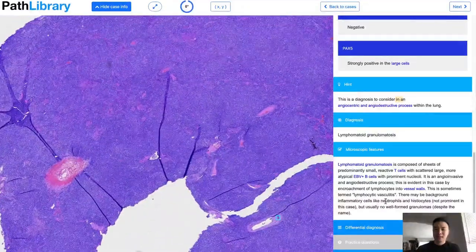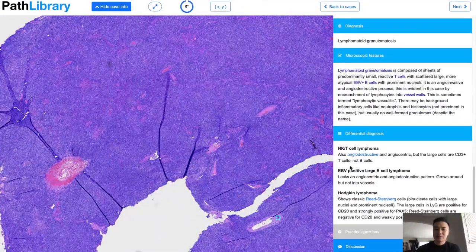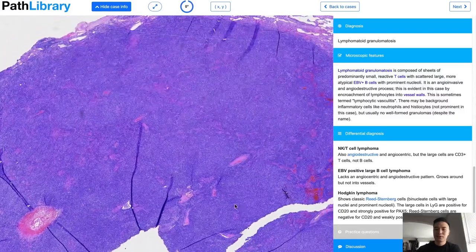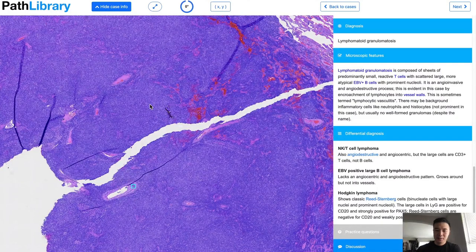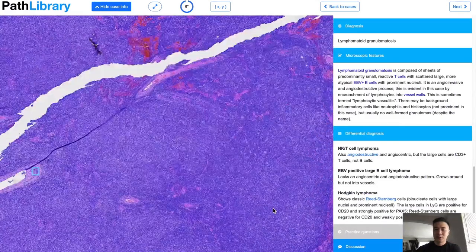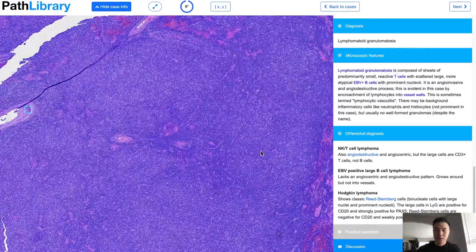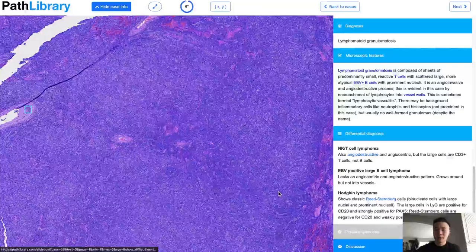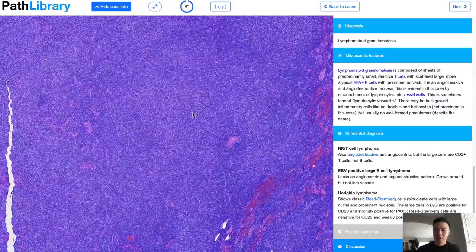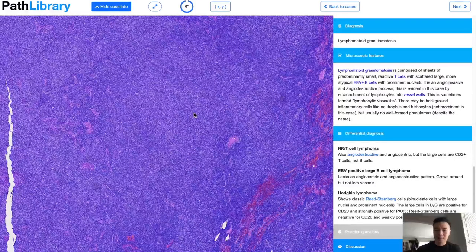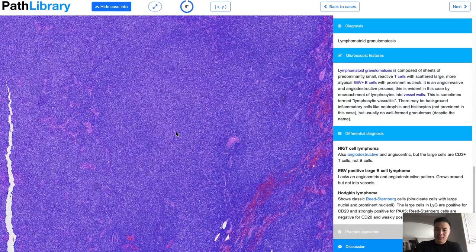despite the name. Differential diagnosis, NK T-cell lymphoma, also angiodestructive and angiocentric, but the large cells are CD3 positive T cells, not B cells. EBV positive large B cell lymphoma lacks an angiocentric and angiodestructive pattern, grows around but not into vessels. And Hodgkin's lymphoma shows classic Reed-Sternberg cells, binucleate cells with large nuclei and prominent nucleoli. The large cells in lymphomatoid granulomatosis are positive for CD20 and strongly positive for PAX5. Reed-Sternberg cells are negative for CD20 for classic Hodgkin's lymphoma and weakly positive for PAX5.